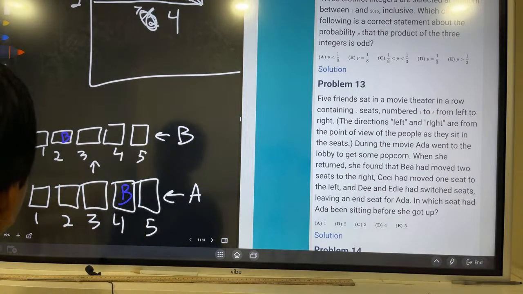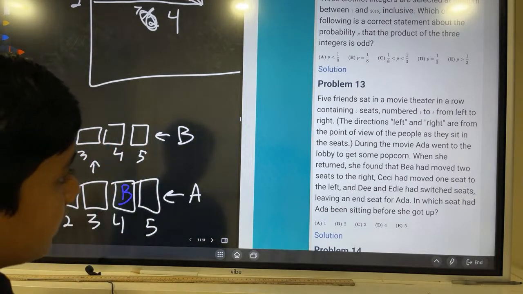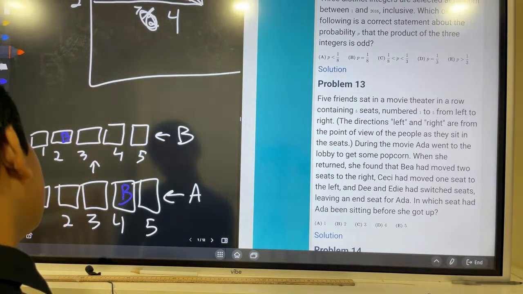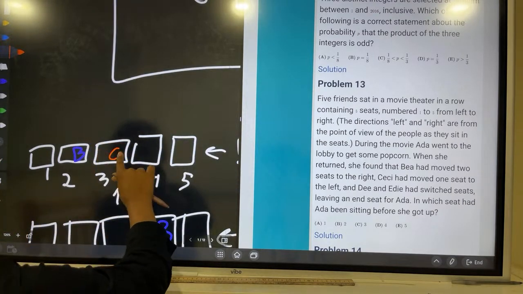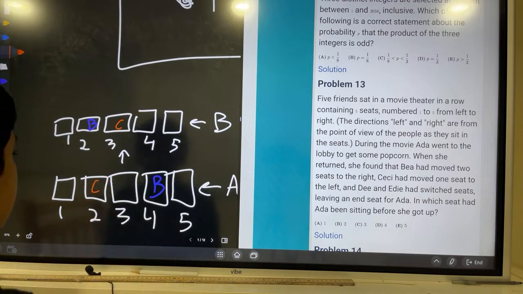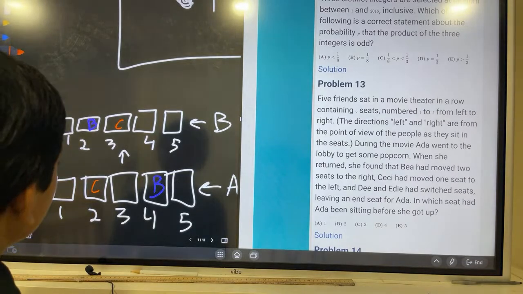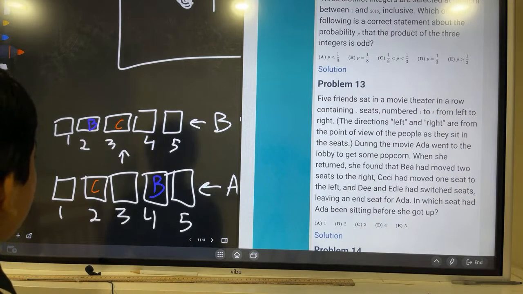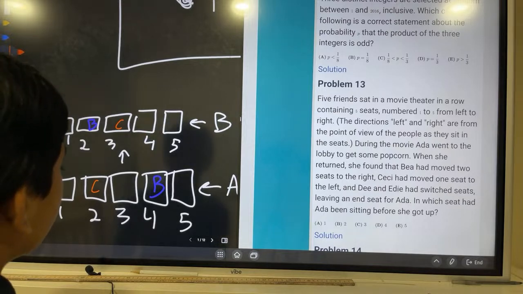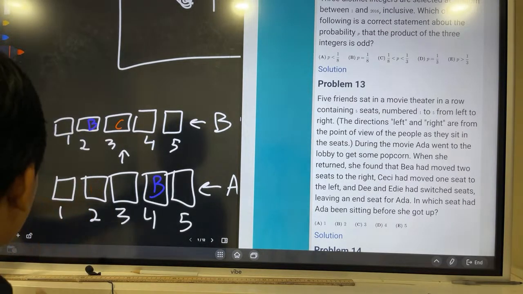Now let's test out where Ceci could be. Ceci cannot be in an edge seat at the end because Baez already took up spot 2. Let's say Ceci is in spot 3. Then she moved to spot 2. D and Edie had switched seats, leaving an end seat for Ada. They can't have switched seats without being in an end seat, which would leave number 3 for Ada. So no, this arrangement does not work either.